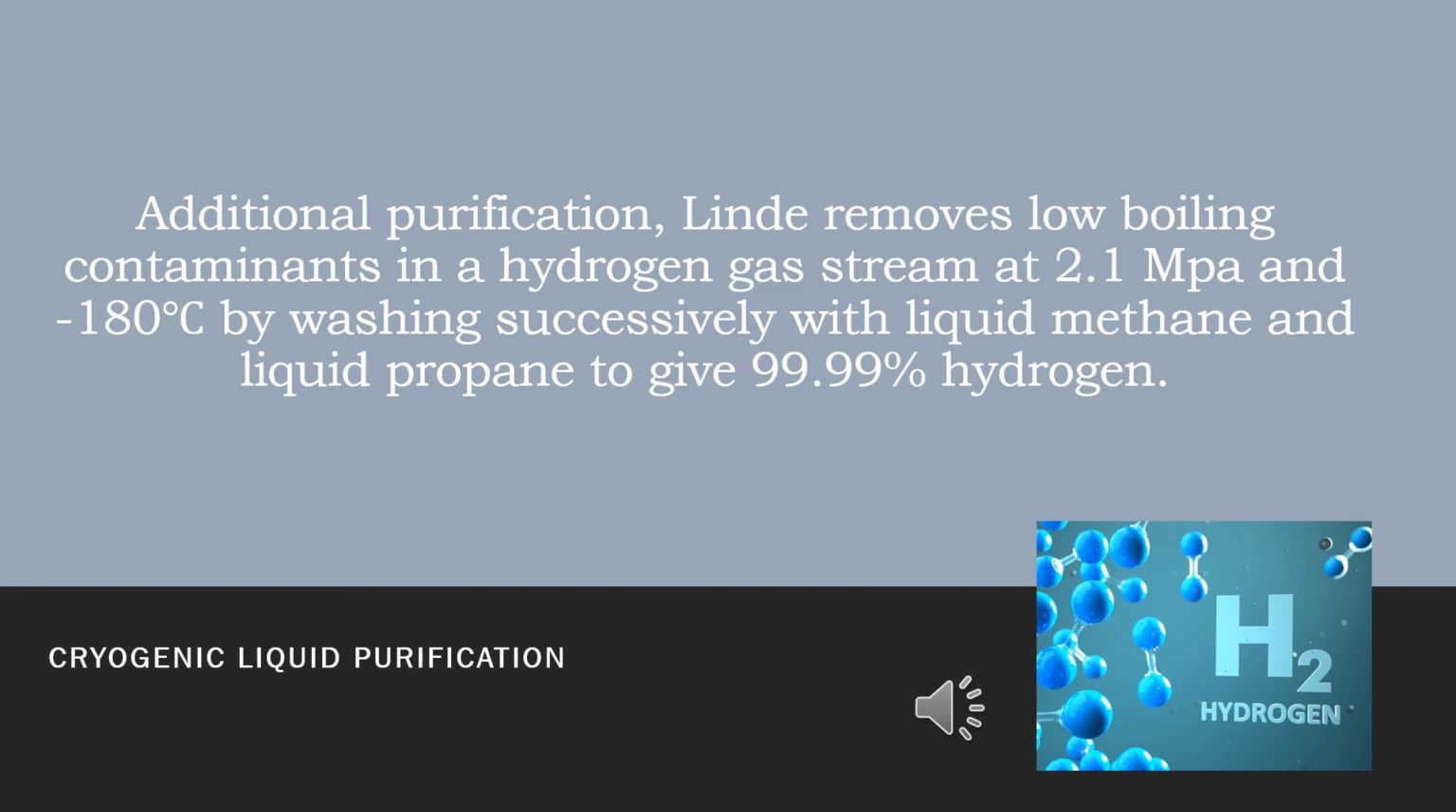In addition to purification, Linde removes low boiling contaminants in a hydrogen gas stream at 2.1 megapascal and minus 180 degrees Celsius by washing successively with liquid methane to remove N2 and CO, and liquid propane to give 99.99% hydrogen. Final purification employs activated carbon, silica gel, or molecular sieve. Low temperature washing with liquid nitrogen or fractionation are also used to remove impurities.